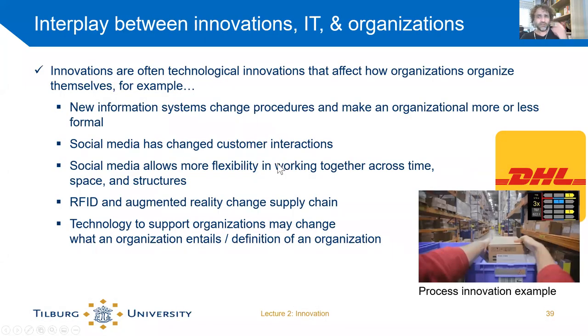So in conclusion for this part, innovations are often technological innovation. So even a process innovation usually involves some kind of new technology that you implement, you know, a new kind of system which lets you work more efficiently. So innovations often have a kind of technology aspect to them. And innovation always affects how organizations need to organize themselves.